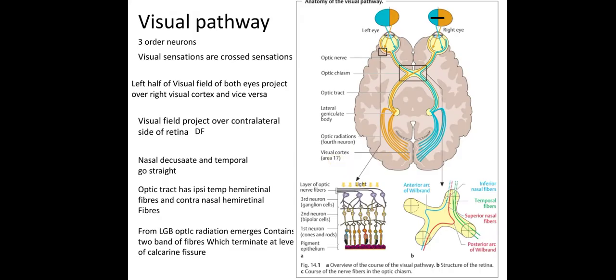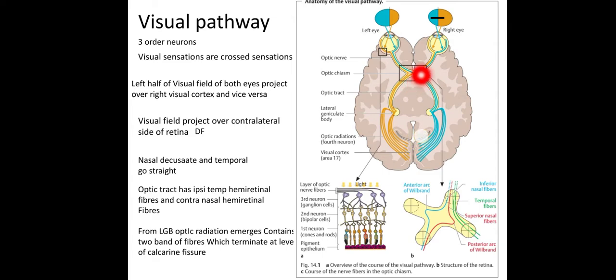Now coming to the nasal half of the retina, from the nasal half of the retina emerges the nasal hemiretinal fibers, and from the temporal half of the retina emerges the temporal hemiretinal fibers. These fibers, after emerging from the optic disc at the level of the posterior medial aspect of the eyeball, both pass backwards and medially. The both optic nerves project backwards and medially, and they form a structure known as the optic chiasma.